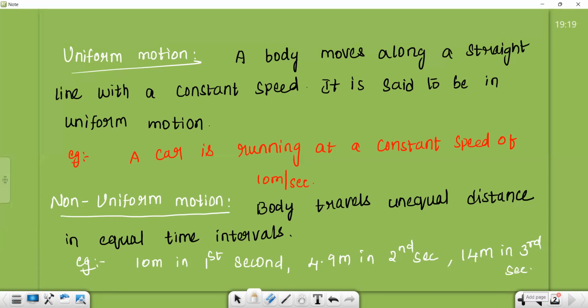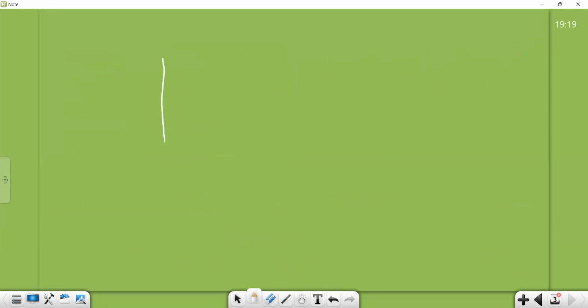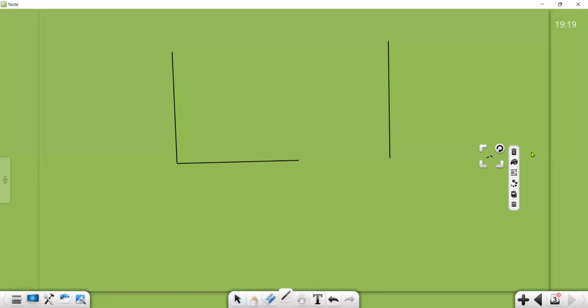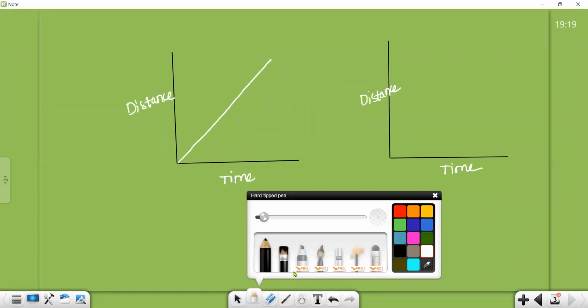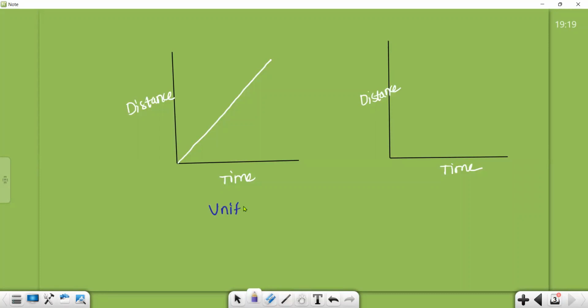So if you show this in terms of a graph, I am plotting the graph of how the object is moving, to show uniform and non-uniform motion. I am writing distance here and time. That's what we are calculating, right? How much distance it travels in a particular time. In case of uniform motion, it moves like this. It is moving with the same speed, constant speed. So this is uniform motion.